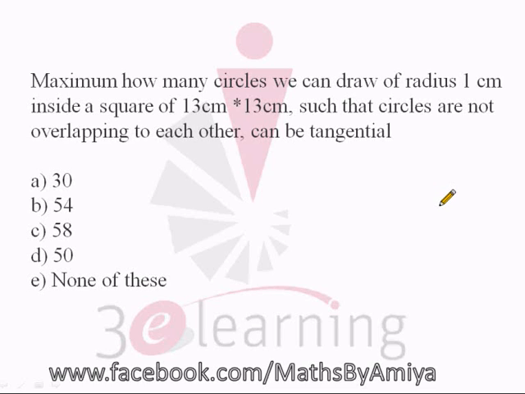Hi, today we discuss a question of crystal packing in terms of a 2D figure. We have a question: maximum how many circles of radius 1 centimeter can we draw inside a 13 by 13 centimeter square such that the circles are not overlapping each other but can be tangential? This question is termed crystal packing in the language of chemistry.